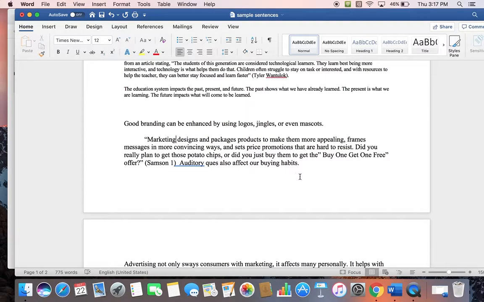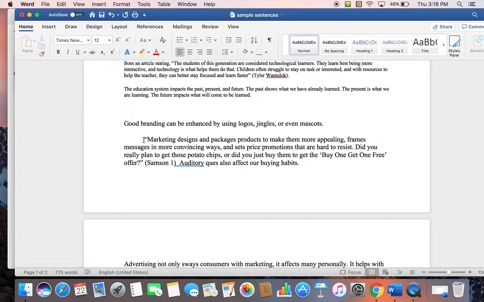Did you really plan to get those potato chips, or just buy them to get the buy one, get one free offer? So if you put a quote inside a quote, you have to use apostrophes to quote that, right? Now, then we can go back to the author's words. "Auditory cues also affect our buying habits." So it went from branding to a quote that talks about what marketing does to auditory cues.